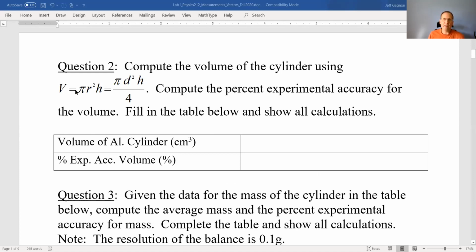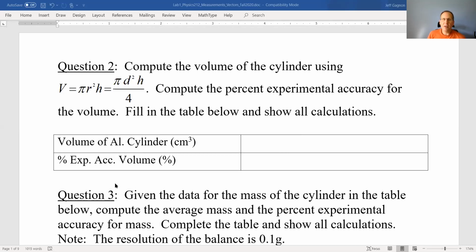So the volume of a cylinder is pi r squared times the height, where r is the radius. But in this case, since we're measuring the diameter, instead of using r here, I just rewrote the formula in terms of diameter. We know that the diameter is twice the radius, or the radius is half the diameter. So if you plug in d over 2 and you work it out, this is exactly the same formula. So you want to use this formula right here because it involves diameter and height. So you're going to plug in your average diameter, plug in your average height, and work this out, and that'll be your volume of the cylinder.